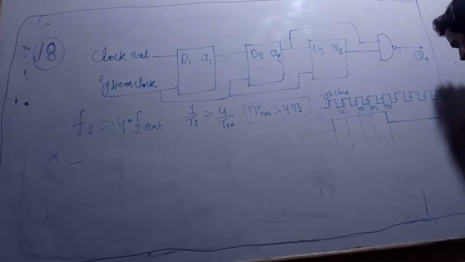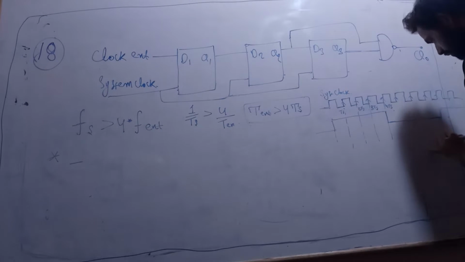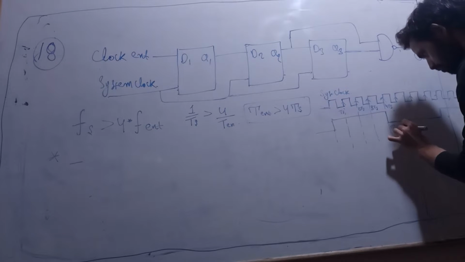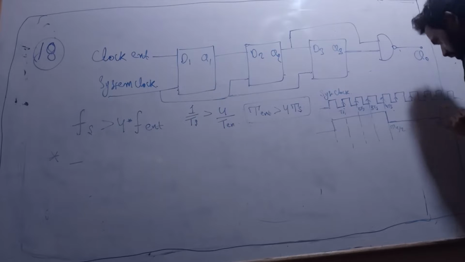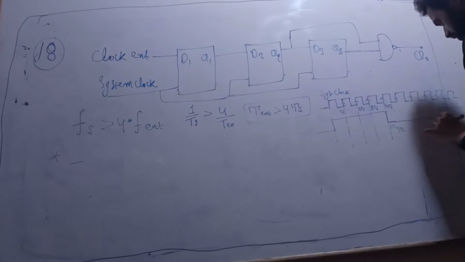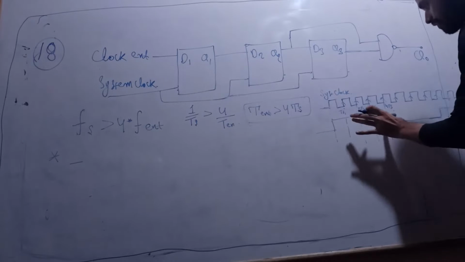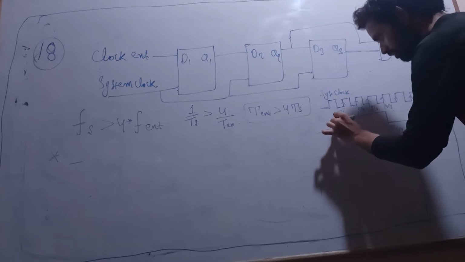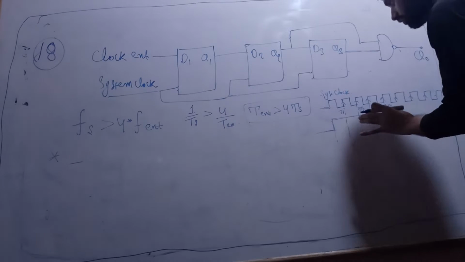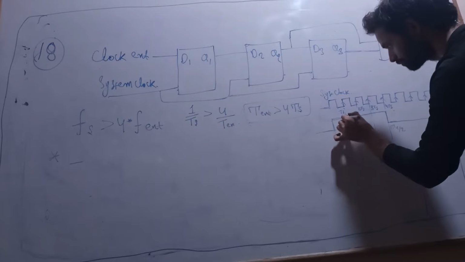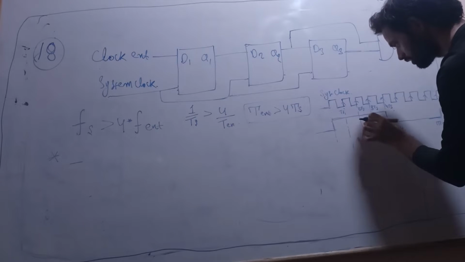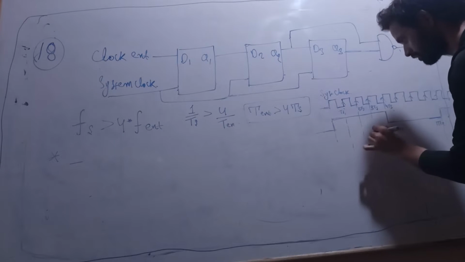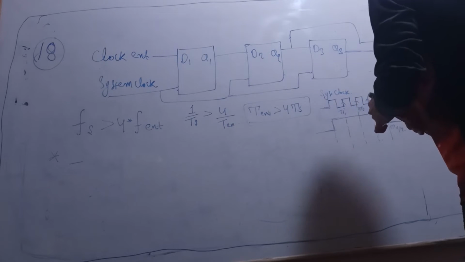So this is my first clock. Here this is T and T by 2, half, and this is my T, the T external. It is 4 times of this. So this is the half cycle of the external clock. Now this is 1 Ts, 2 Ts, 3 Ts, 4 Ts.